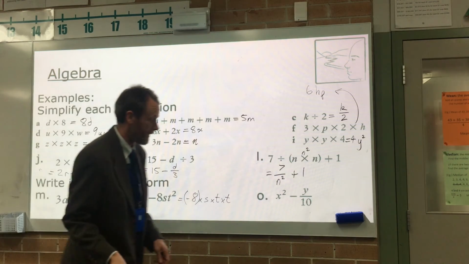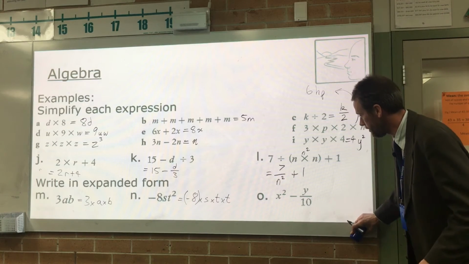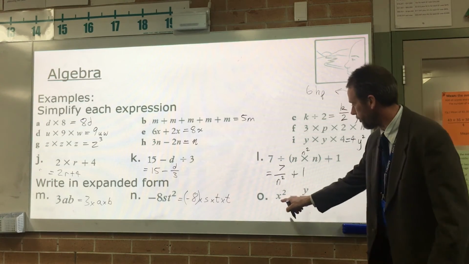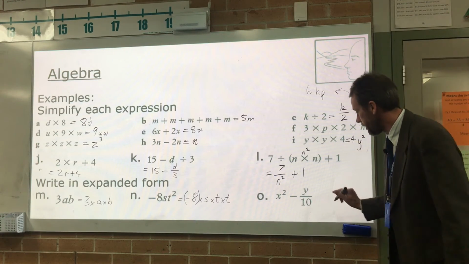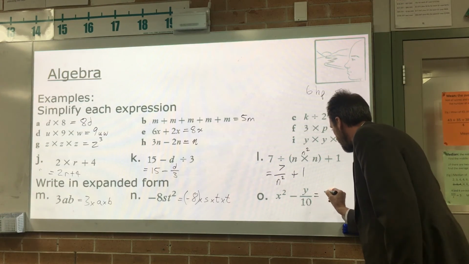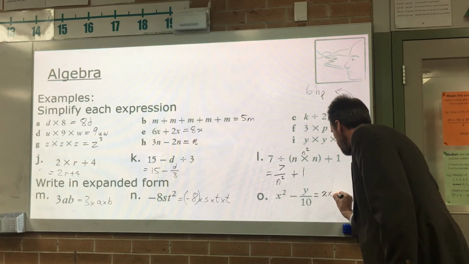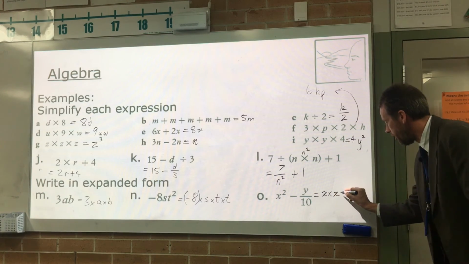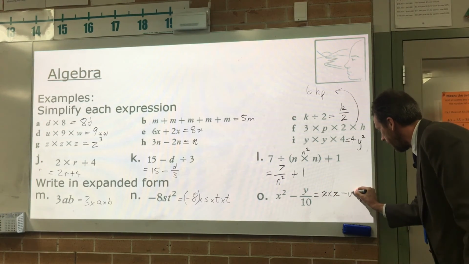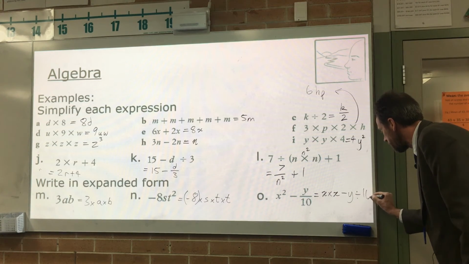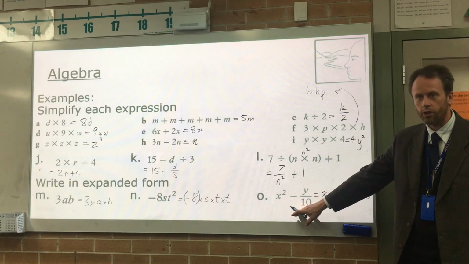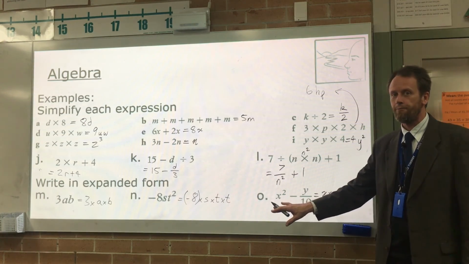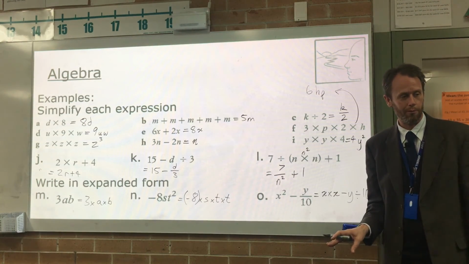Last one, and yes, I know I've worked very fast through these. I've got x squared minus y over 10. Well, that's going to be the same as x times x minus y divided by 10. Notice how it's so much shorter like this. I like short. Mathematicians love short.